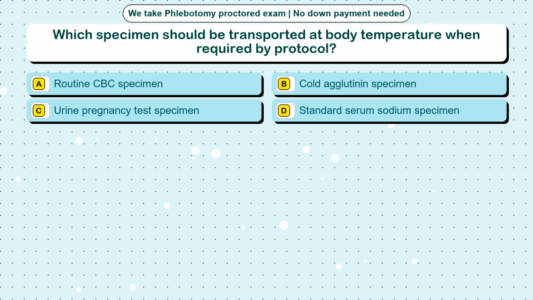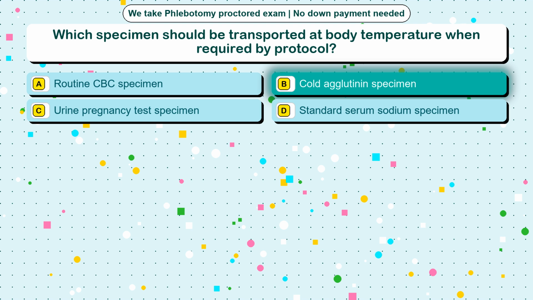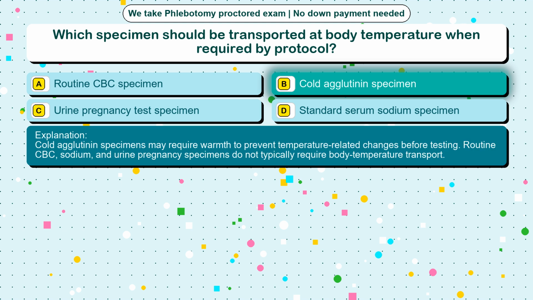Question 12. Which specimen should be transported at body temperature when required by protocol? Option A, routine CBC specimen. Option B, cold agglutinin specimen. Option C, urine pregnancy test specimen. Option D, standard serum sodium specimen. The correct answer is option B, cold agglutinin specimen. Cold agglutinin specimens may require warmth to prevent temperature-related changes before testing. Routine CBC, sodium, and urine pregnancy specimens do not typically require body temperature transport.